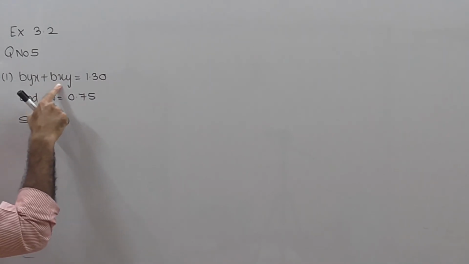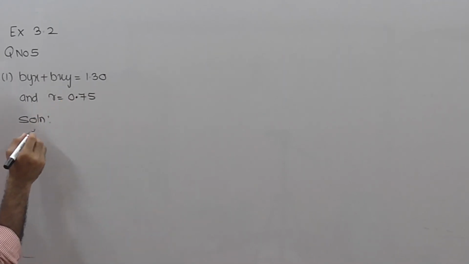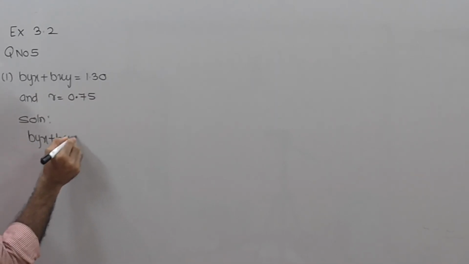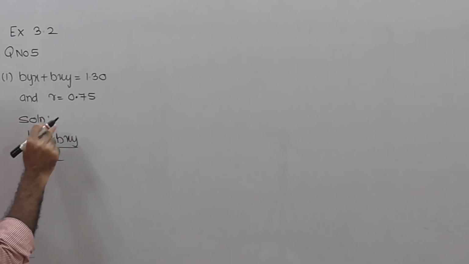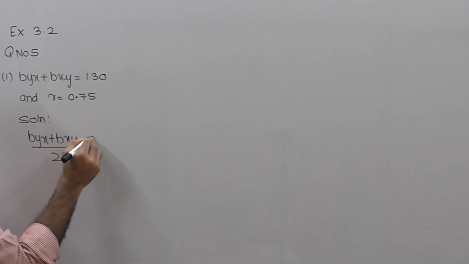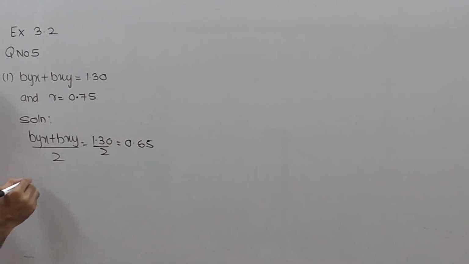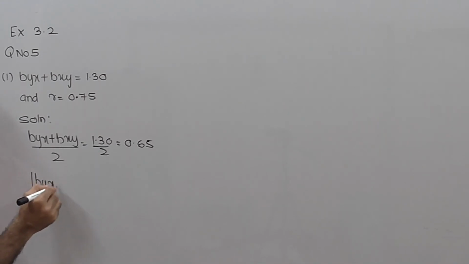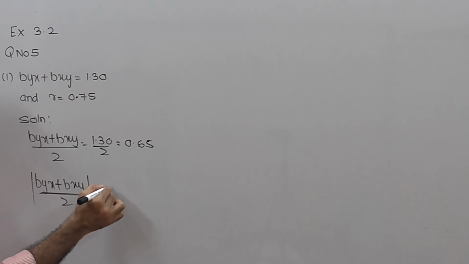See, the question says that byx plus bxy is equal to 1.3 and r equal to 0.75. So, solution. I hope you know that byx plus bxy upon 2 is in a way related to r. We'll discuss it later. But first we'll find byx plus bxy upon 2, that is nothing but 1.30 upon 2, that is equal to 0.65. The rule of correlation property says that modulus of byx plus bxy upon 2 has to be greater than or equal to r.